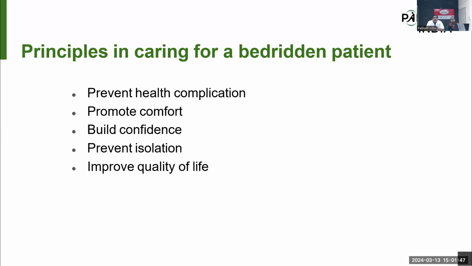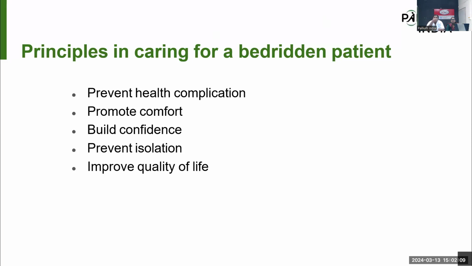For what purpose are we caring for bedridden patients? How important is it for the care of the patient? The first one is to prevent health complications. If the patient is bedridden, we must prevent the development of further complications, and promote comfort.